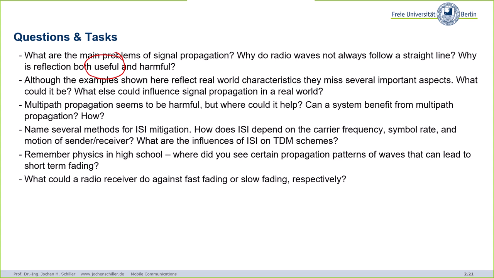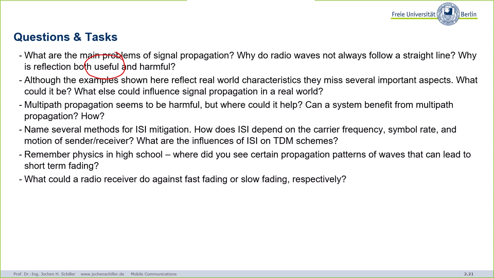And this makes the recalculation of the original signal a bit more complicated. So usually receivers use different so-called fingers. That means you have your antenna, and then you feed the signal into different delay components, and they delay the signal depending on the different delays the signal experiences while traveling from sender to receiver. And then you can reconstruct the original signal. The big question is, where do you get the delays from?